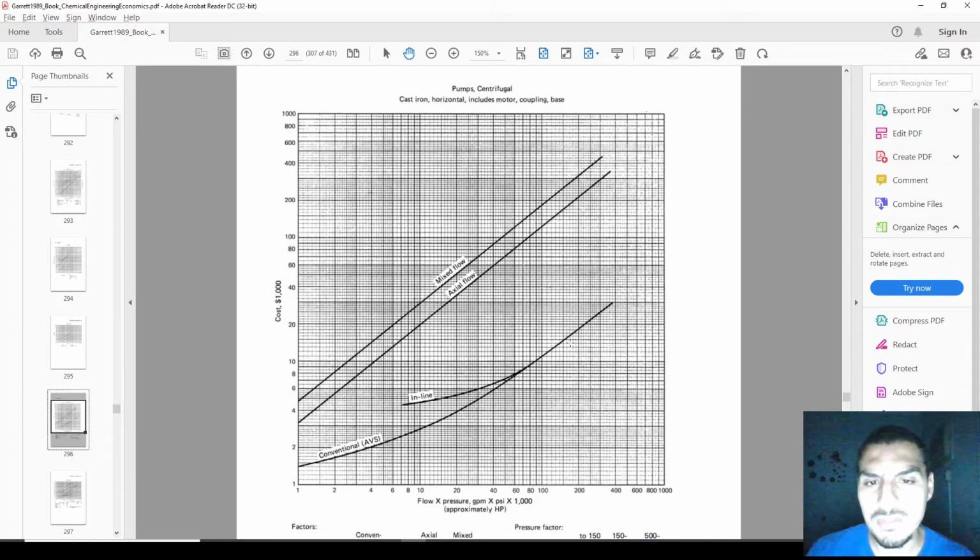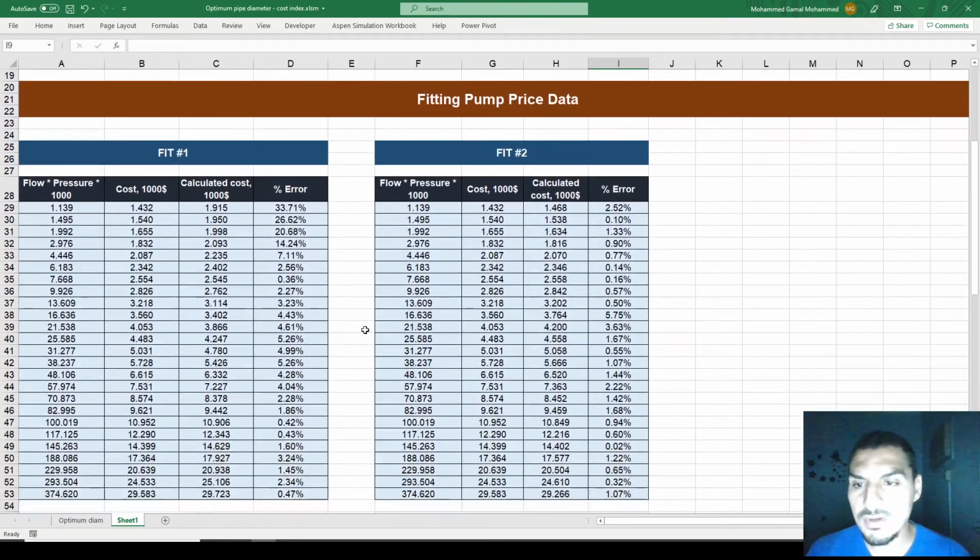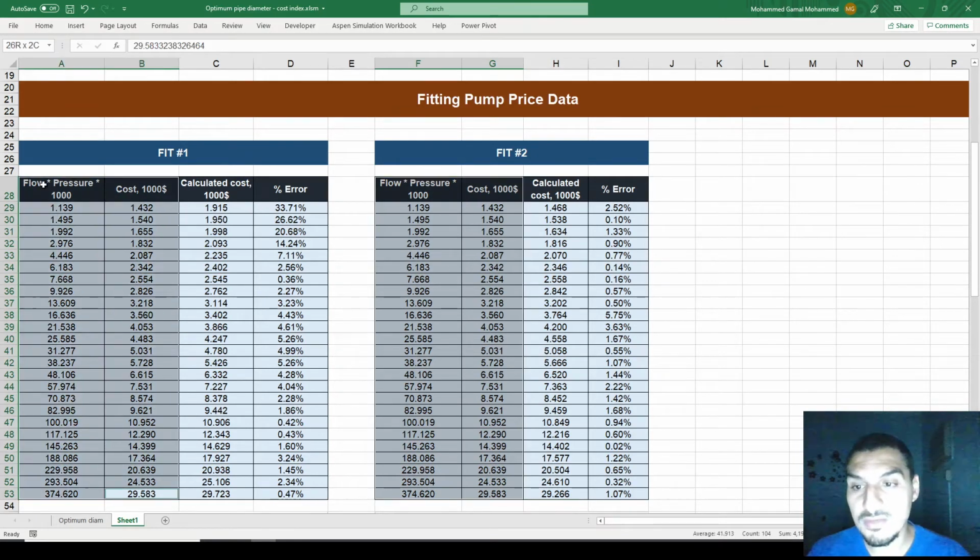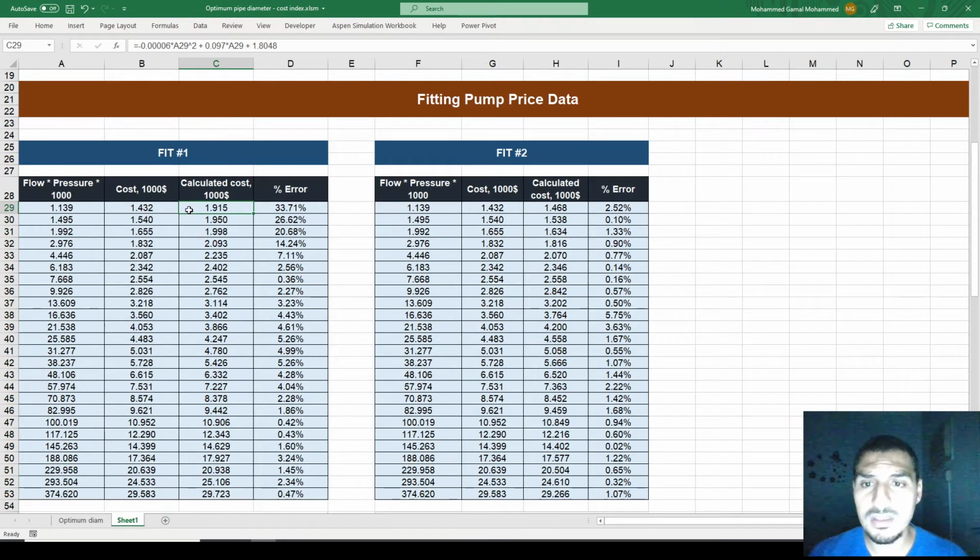Just to let you know, I'm going to post a video about how to extract data from graphs like these in the next video, so in case you are interested, please wait for it. The data that I found were the flow multiplied by pressure here, and this is the cost. This is the data from the graph. And I tried to do fitting for the data to get a good way to predict the cost from the flow multiplied by the pressure.